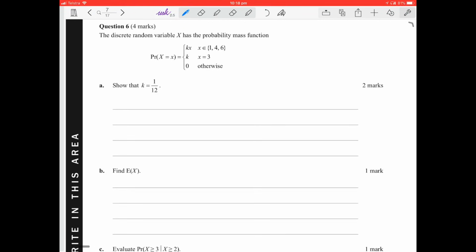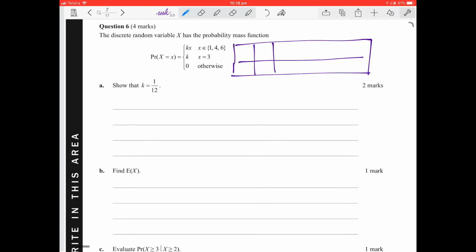Okay, discrete random variable. So it's a discrete random variable, so let's make a table, just to make it easier. What values have we got? 0, 1, 3, 4, 6. Okay, so that's x, and the probability that x equals x. Show that k equals 1/12.